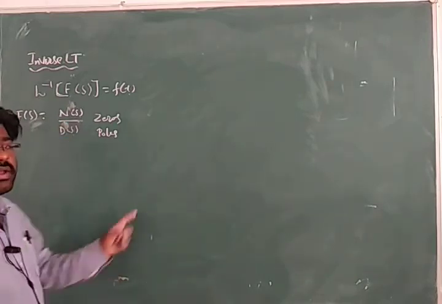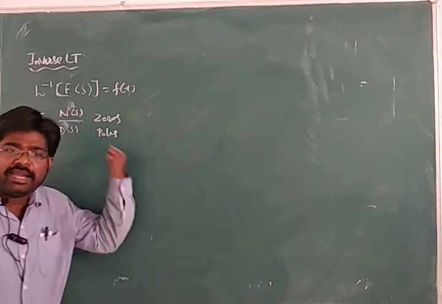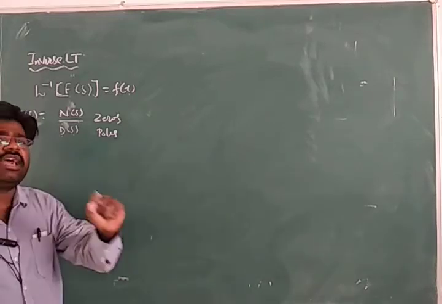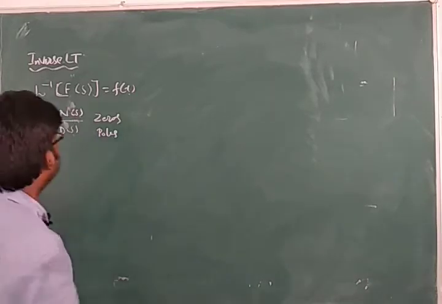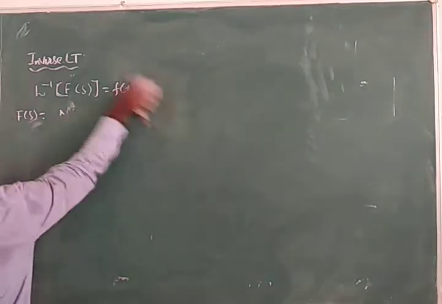And roots of the numerator are called zeros and roots of the denominator are called poles. Let us understand this in detail with the help of one simple example. Okay? One simple example we'll see.